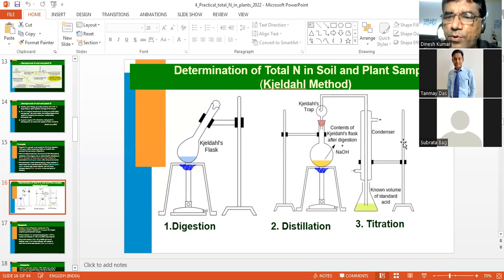And then you will have a burette, and you will do titration with sulfuric acid. The color of the boric acid mixed indicator will convert back to pink or red, pinkish red. So that will be your end point. This is how we do the estimation by the Kjeldahl method. Do you have any questions at this point? Kjeldahl method: digestion, distillation, titration, a very simple procedure.